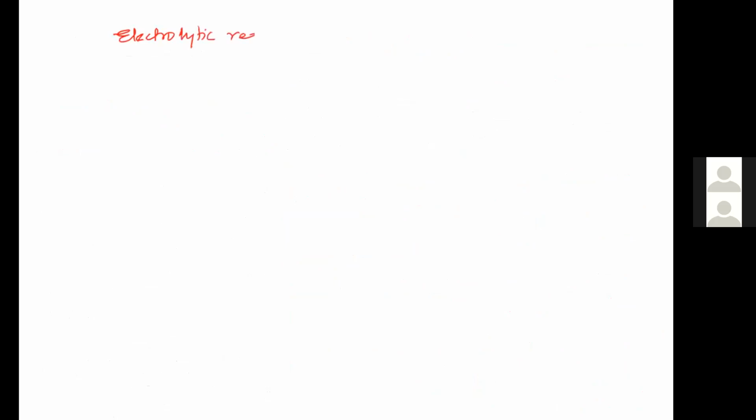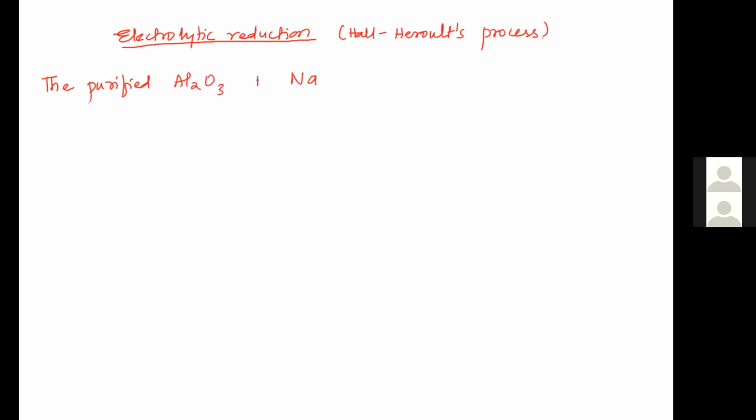Electrolytic reduction. Hall-Heroult's process. So whatever we purify, Al2O3 was one of the final products in all the reactions. So the second step is the purified Al2O3 is actually mixed with cryolite.